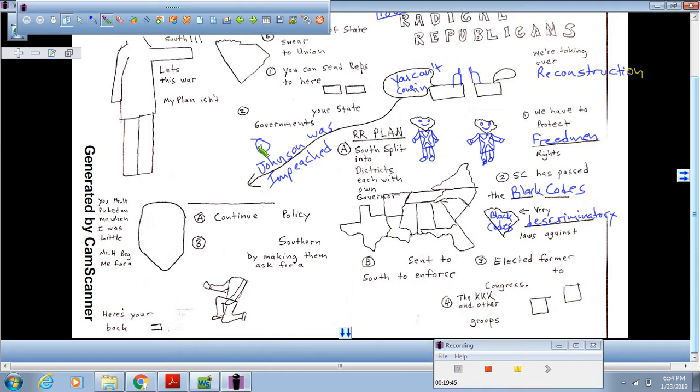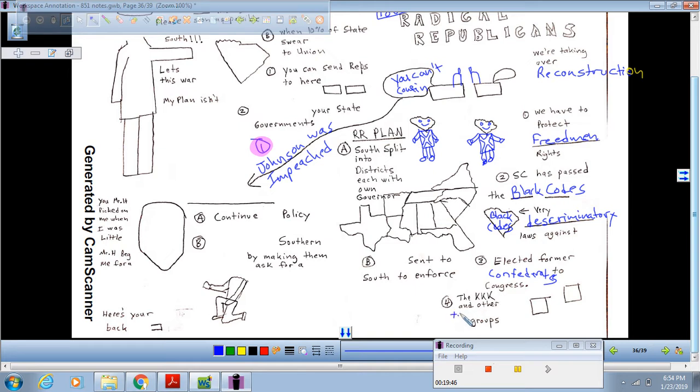So, part one, impeach Johnson. These are the reasons why Congress took over and Congressional Reconstruction began. Partially because of the Black Codes, to protect the rights of the freedmen, because of the former Confederates that were elected to Congress. The KKK and other terror groups were running wild.